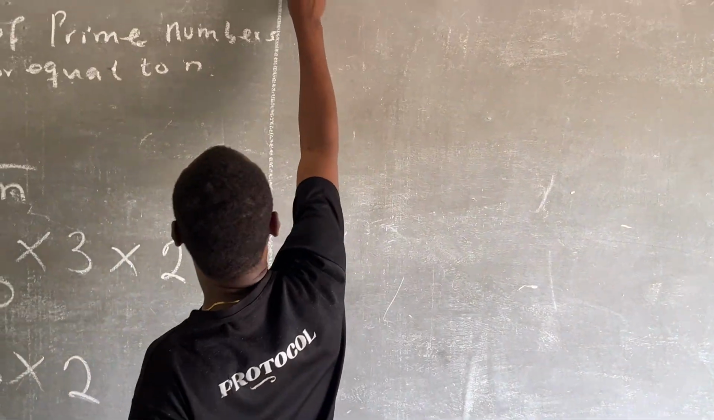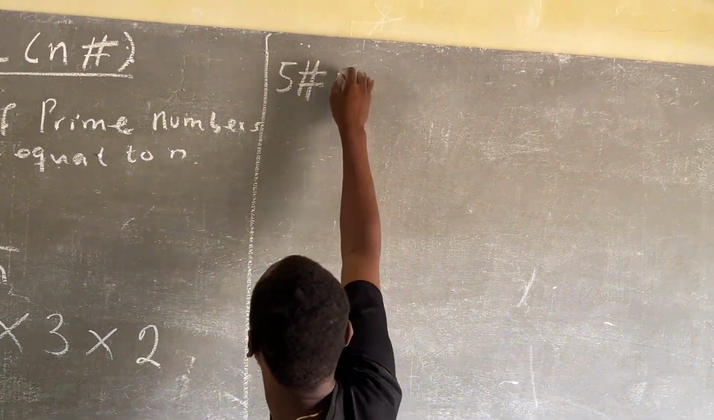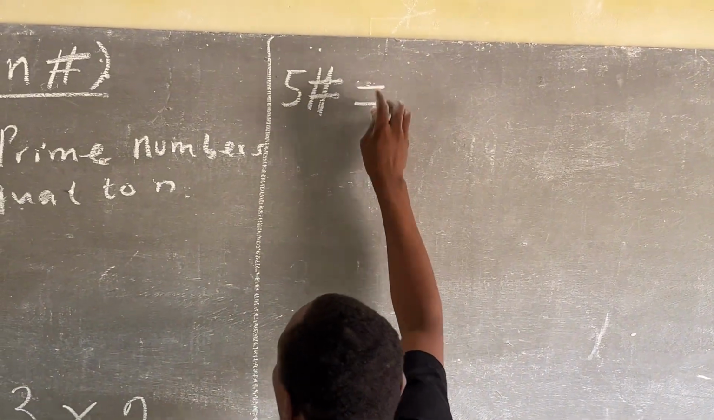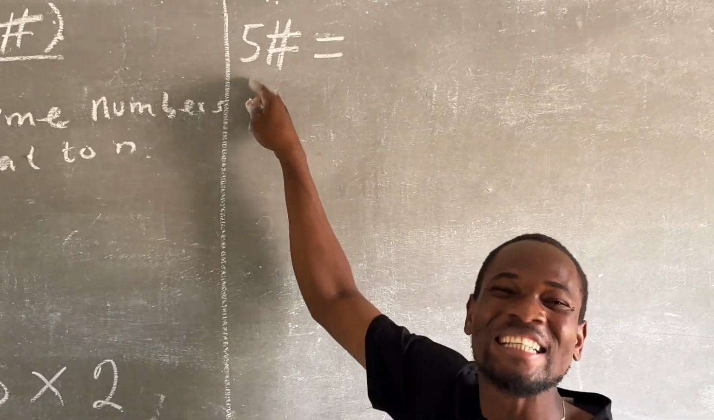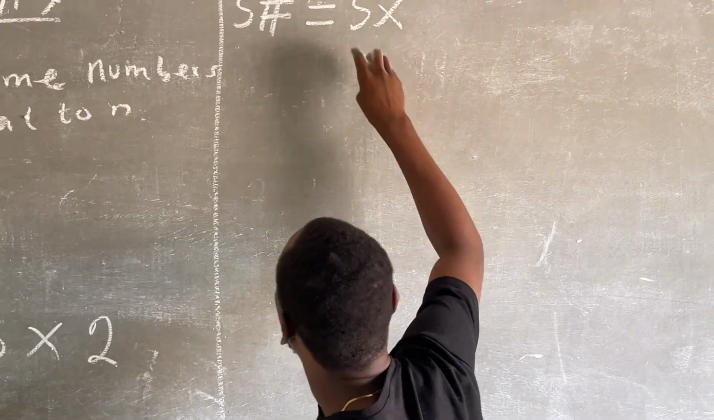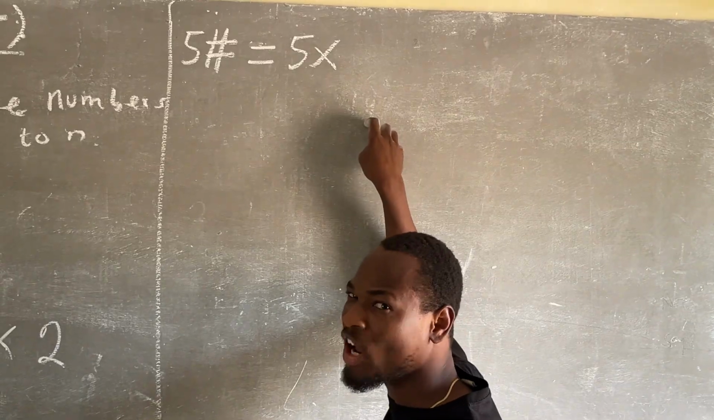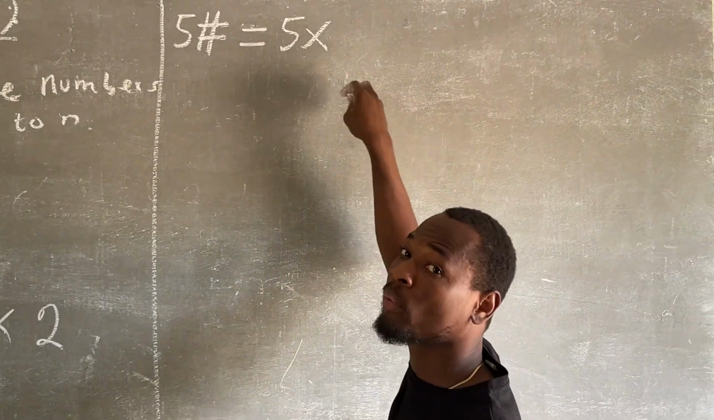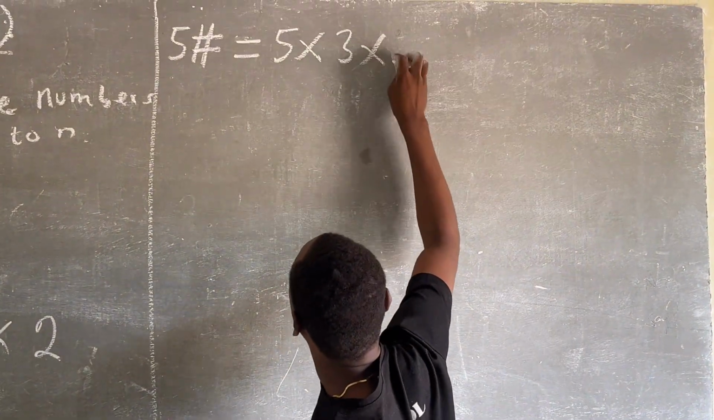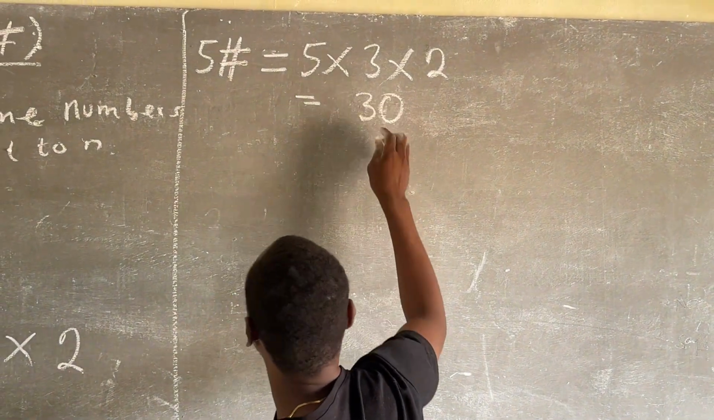Our next example is 5 primorial. So we have it this way: 5 primorial equals. Is 5 a prime number? Yes. So I'll start with that number, which is 5. Times what will be the next? In the decreasing order, the next prime number will be what? Is 4 a prime number? No. So I'll move on to the next prime number, which is 3. So 3, then times 2, which is equal to 30.